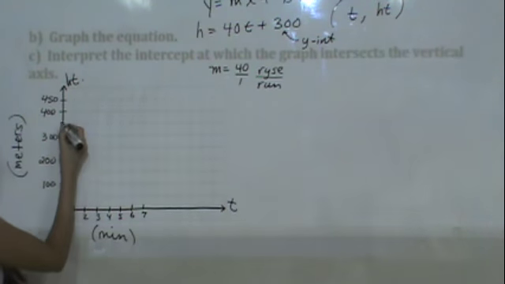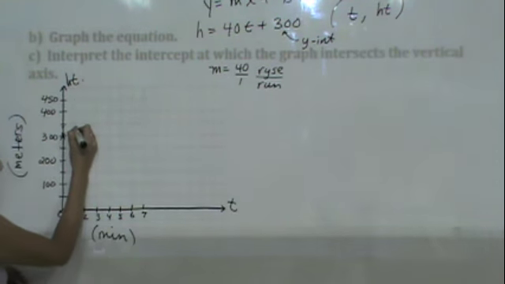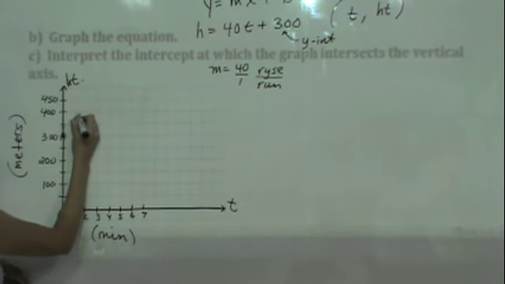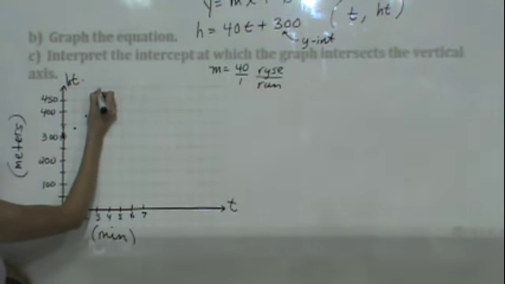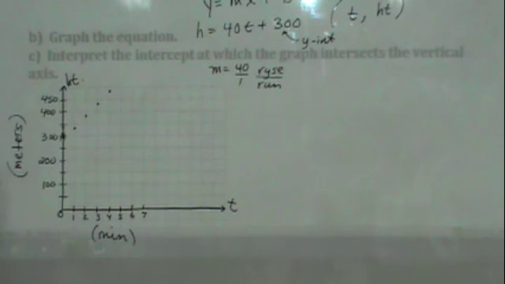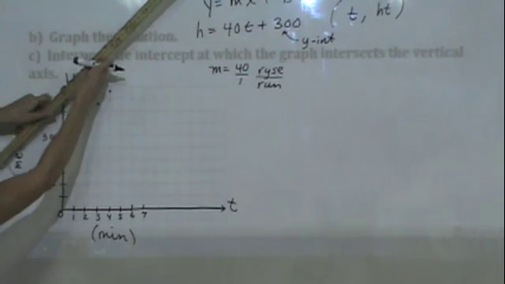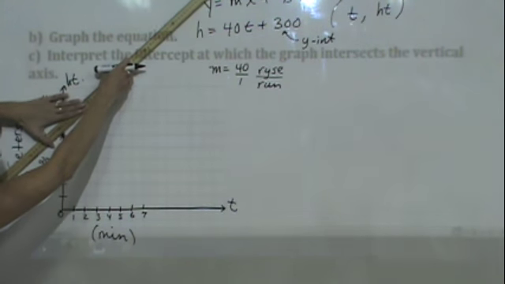So then I just go over 1. So I go here. Then I do the same distance, so I go up to here, and I move over 1. And I go up to there, and I move over 1. And up there, and I go over 1. So then I've got a nice line there, and we want to use our straight edge and connect that.